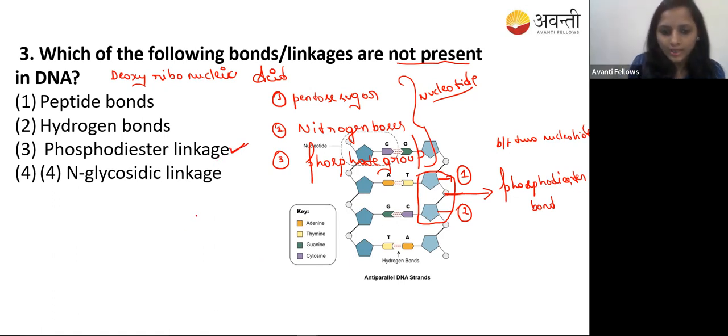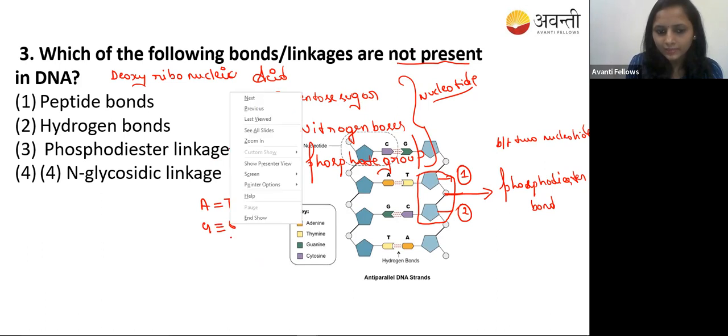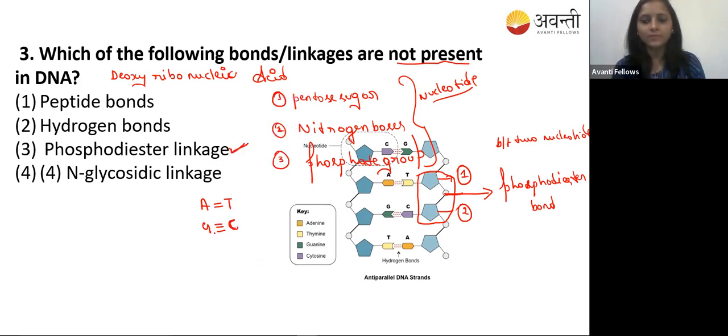Then coming to the next one, do you know about Chargaff's rule, guys? A is equal to T, and A bonds with T, and G bonds with C by a triple bond. Which bond is present between these? The hydrogen bond. Adenine is connected to thymine by a double hydrogen bond, whereas guanine is connected to cytosine by a triple hydrogen bond. So the hydrogen bond is also there, and I am eliminating that also.